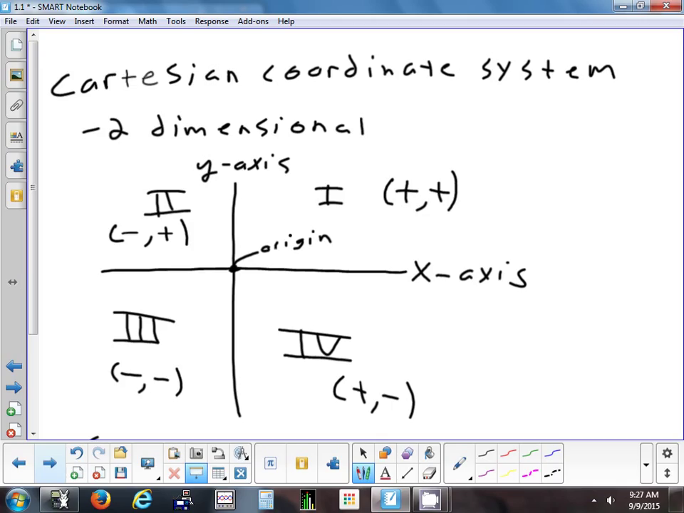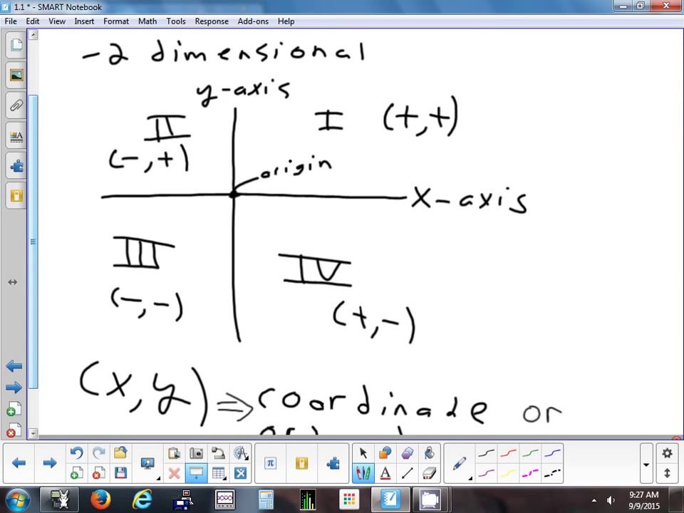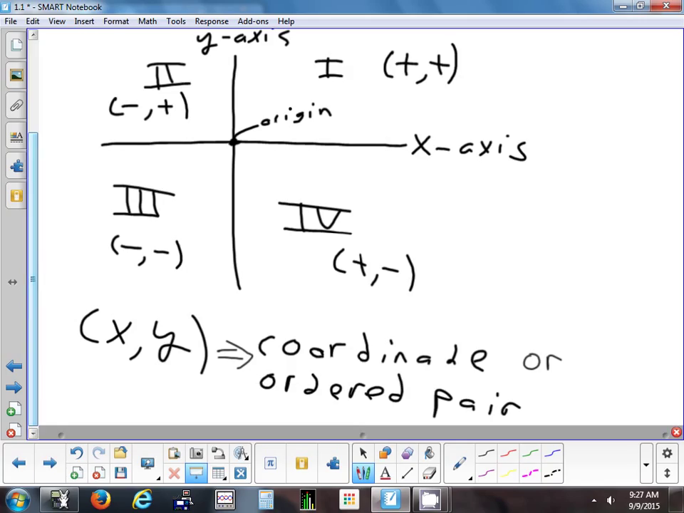Okay, what about the point 0, 2? No, so it's going to be on the y-axis. Okay, so if you have a point that has a 0 in it, you're not in a quadrant. You are on an axis. And there's a couple names for this. When you have the parentheses, 2 numbers and a comma between them, you can call it a coordinate or an ordered pair.